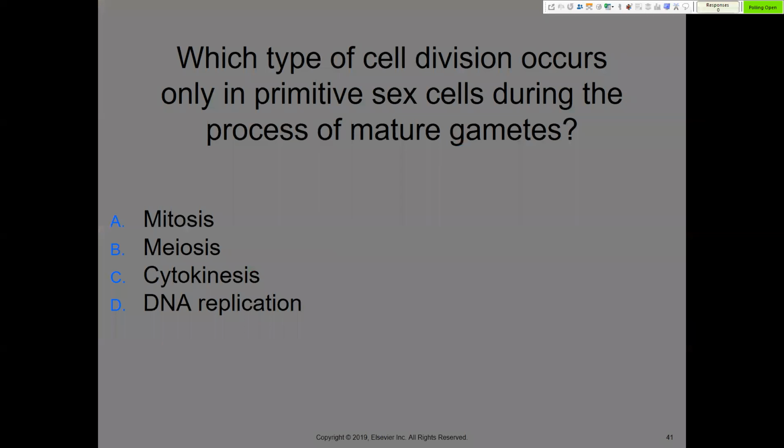All right, so which type of cell division occurs only in primitive sex cells during the process of making mature gametes? Take a stab at it. All right, I'm going to close the poll. 5, 4, 3, 2, 1.